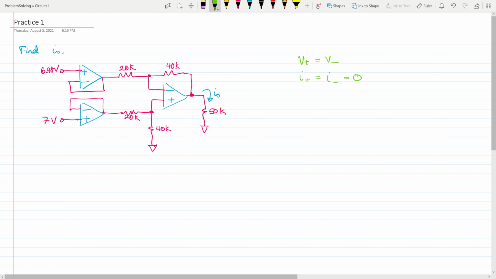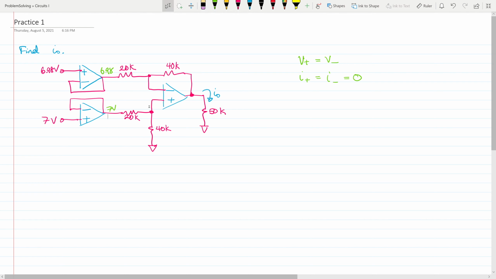So right off the bat, we can kind of see, 6.98 volts here, then this V negative must also be 6.98 volts, but there's a short circuit all the way to the output side, therefore over here it must also be 6.98. We can say the same thing about the bottom circuit. So there are the 7 volts and the 6.98 volts.